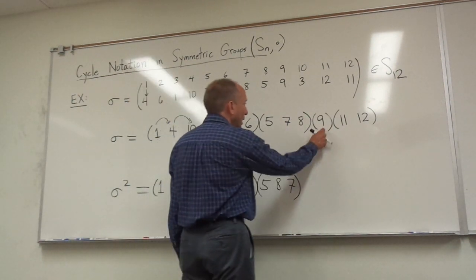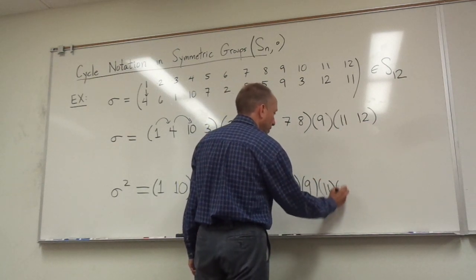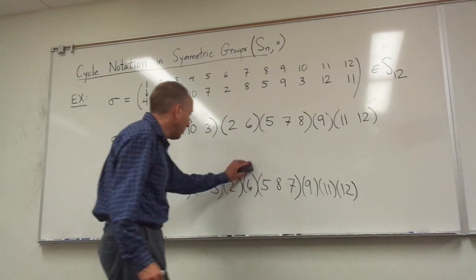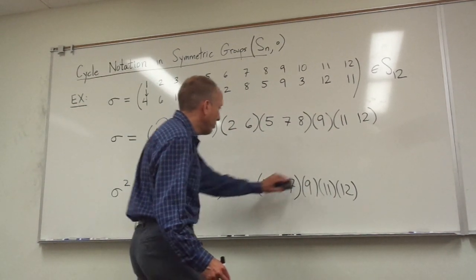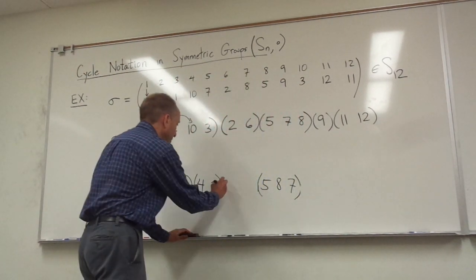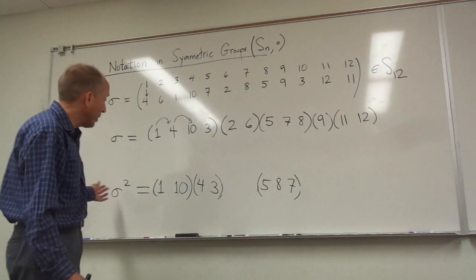Okay? The 9 is already fixed. And the 11 and the 12, when I square sigma, they also get fixed. So you have some numbers here that, of course, you could just omit now. Right? And so this product would be your answer for sigma squared.